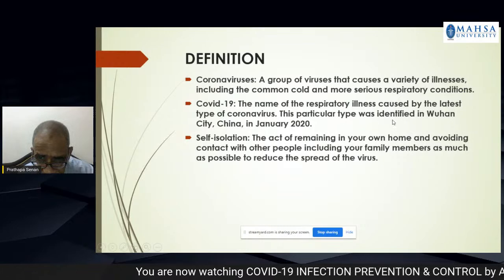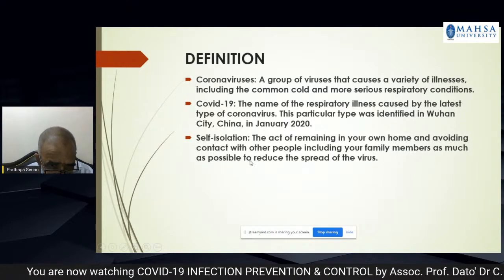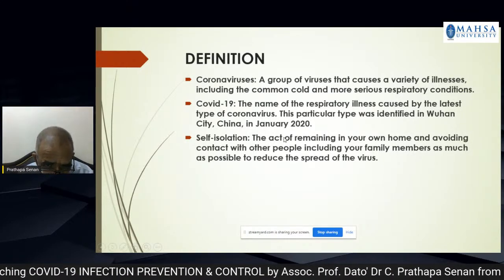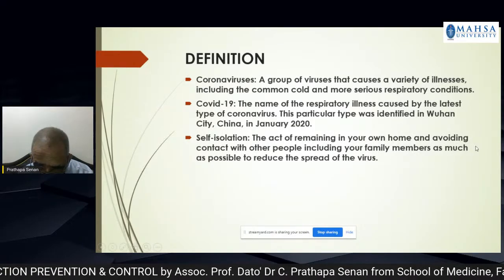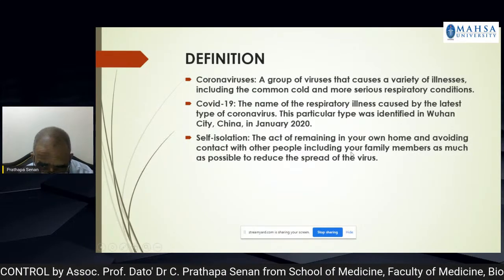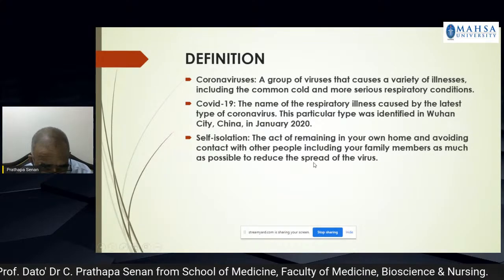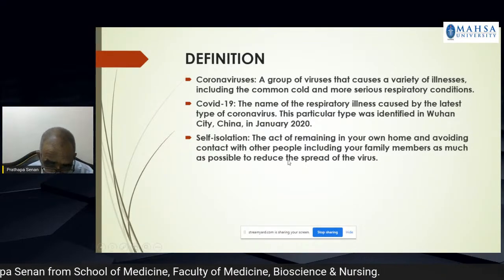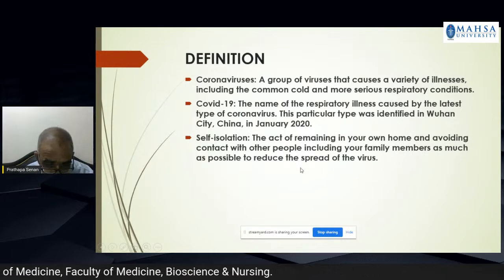COVID-19: the name given to the respiratory illness caused by the latest type of coronavirus. This particular type was identified in Wuhan. Self-isolation, the definition is the act of remaining in your own home and avoiding contact with other people, including your family members, as much as possible to reduce the spread of the virus.